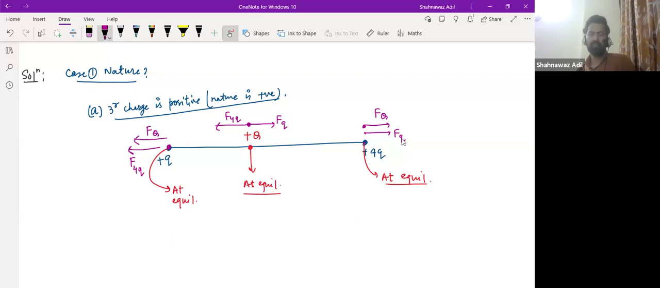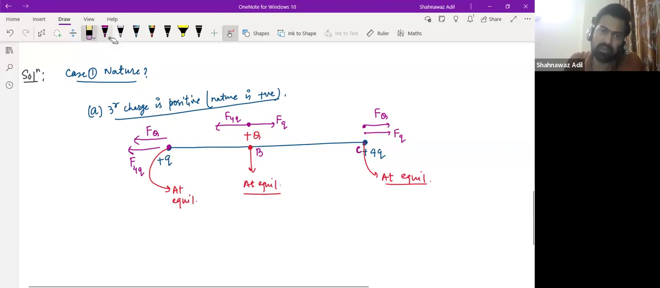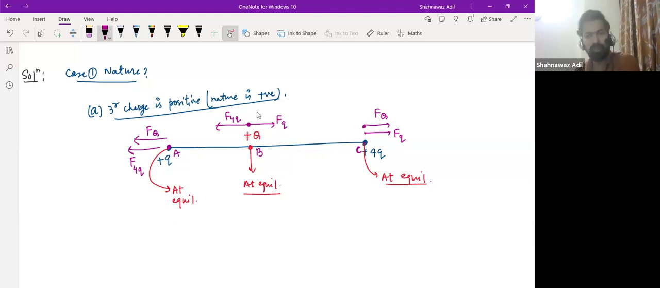Are these points clear? Yes, sir. So let's say that this is point A, point B, point C. Let me write it down. For consistency, let's write it in. So we see that this point is at equilibrium, right? Yes, sir. This is at equilibrium.